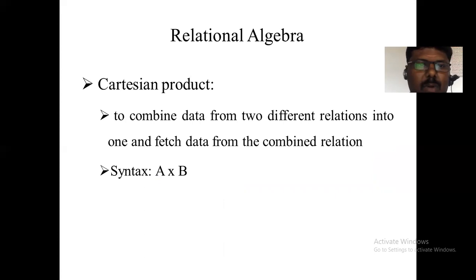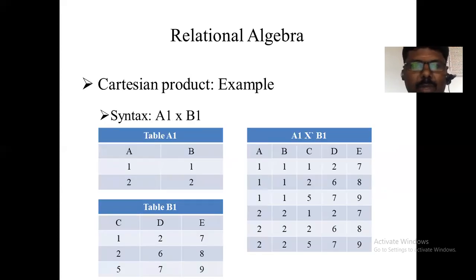Then the Cartesian product. We combine two different relations to fetch some combined results. By using these two tables, when you combine them, we'll get results like this. Likewise, we may see more operations.